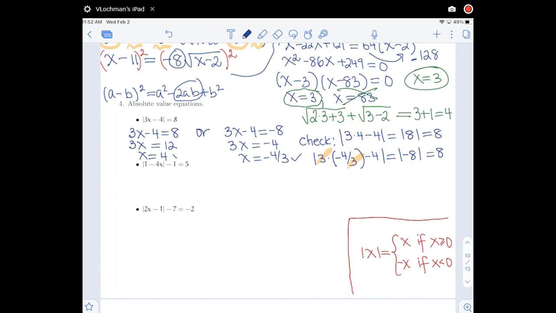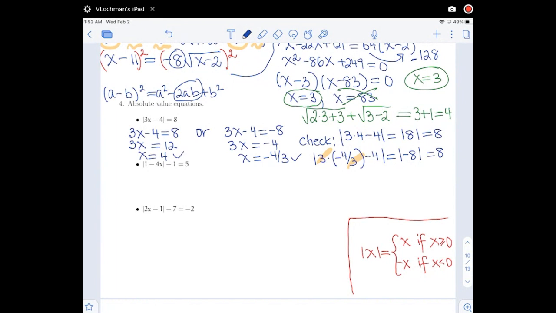Now I'm not saying we should always be checking. We're not assuming that we might have extraneous solutions. No, we do not introduce extraneous solutions here. I'm just checking to see that these do indeed work. As far as absolute value equations, that's basically it. We're applying the definition of what an absolute value is. So let's go ahead and solve the rest of these.